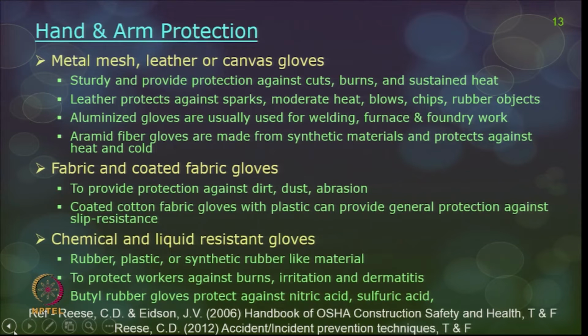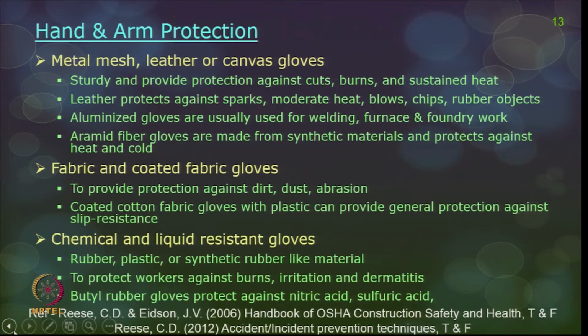First, let us talk about metal mesh, leather or canvas gloves. They are sturdy and provide protection against cuts, burns and sustained heat, and leather can protect against sparks, moderate heat, blows, chips or rough objects. There are other types of metal mesh gloves, primarily called aluminized gloves or aramid fiber gloves. Aluminized gloves are used for welding, furnace and foundry work. Aramid fiber gloves are primarily used when you are working with synthetic materials and protect against heat and cold.